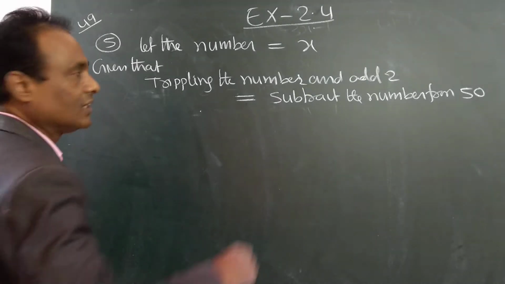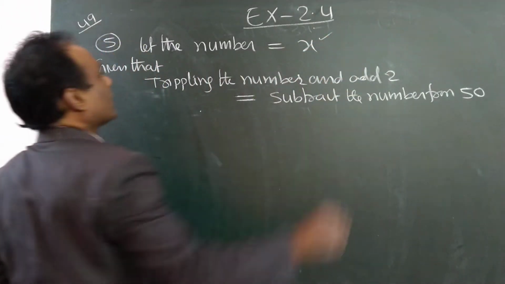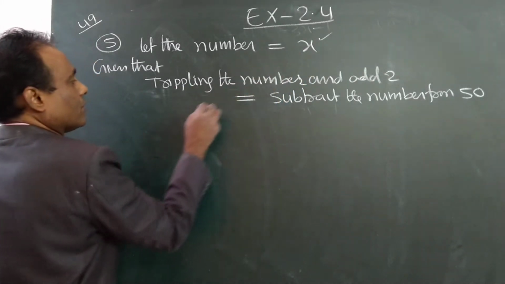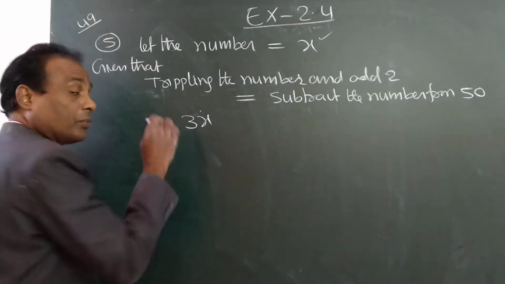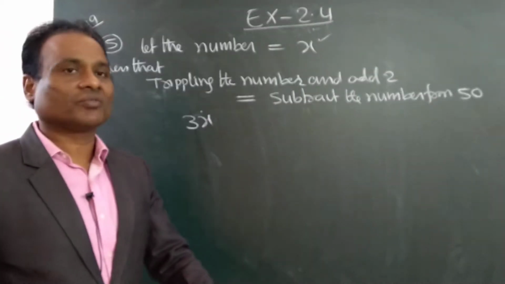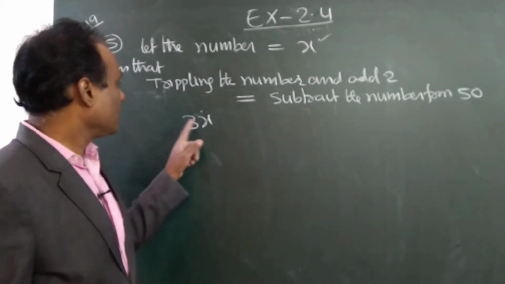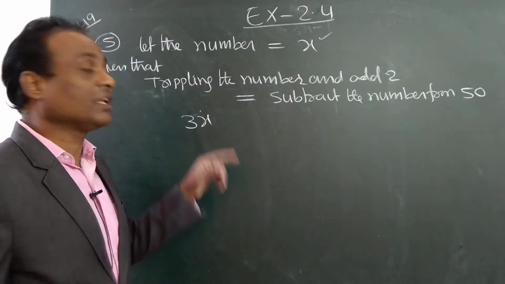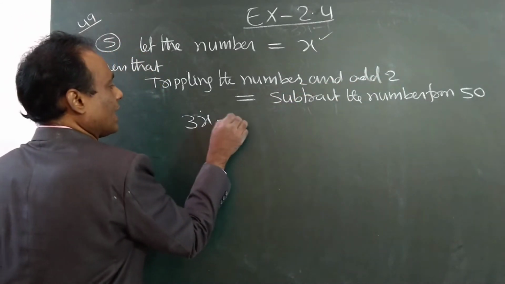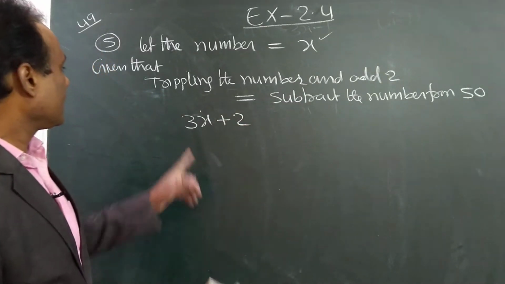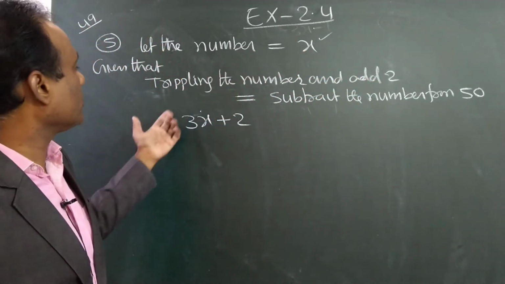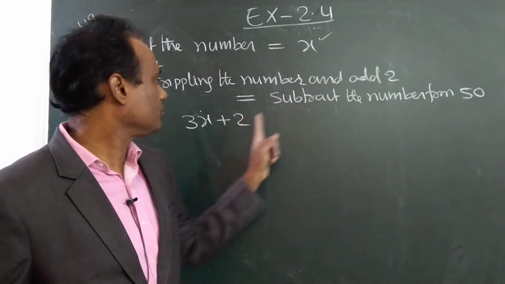See here, x is the number. Tripling the number: tripling means 3 times. Double means 2 into, triple means 3 into. So triple means 3 into x. Tripling the number and adding 2: so this is x, triple it, 3 times of it, and add 2.